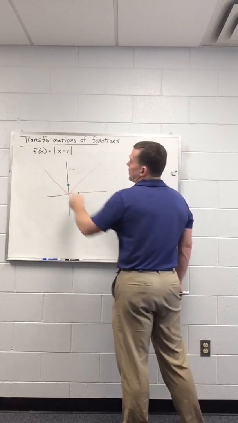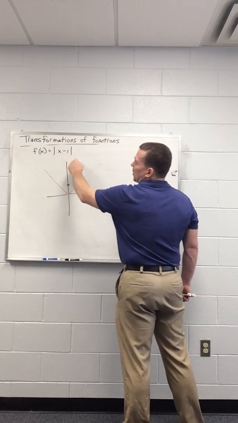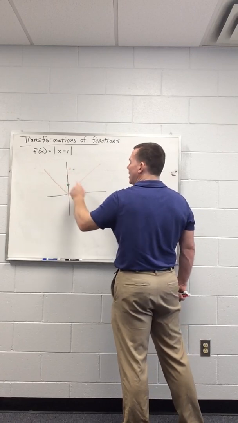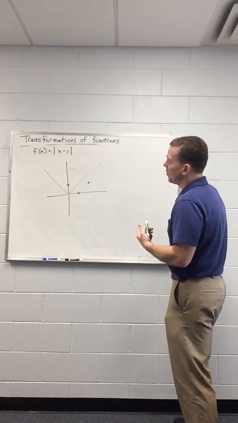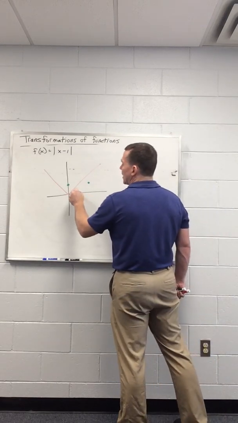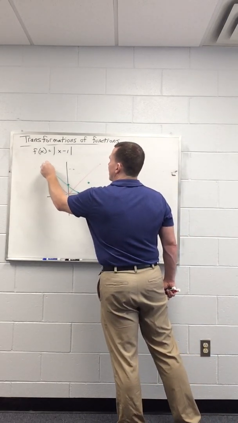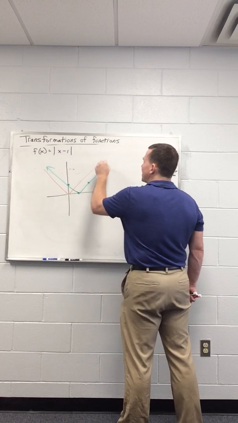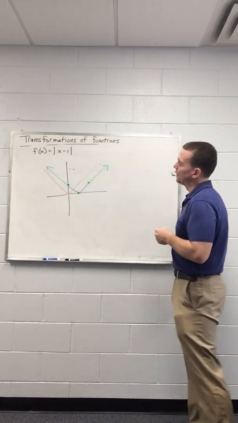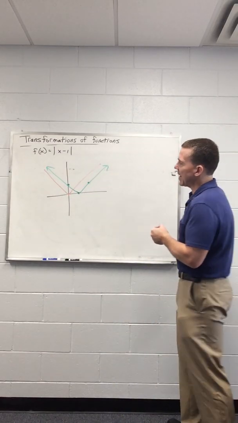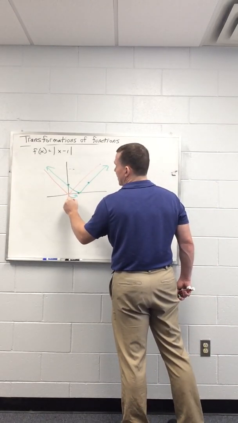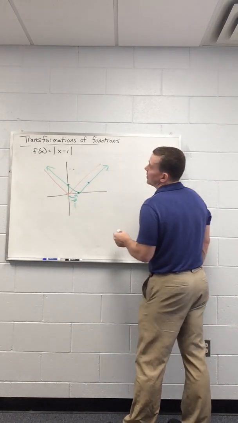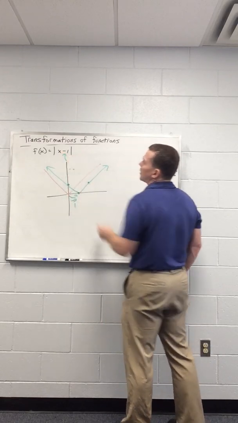If I plug in 2, 2 minus 1 is 1. The absolute value of 1 is 1. It looks like that. And now I can plot a few more points, but I know what the absolute value graph looks like. And clearly if I connect the dots, there will be my V right there. So what happened? My original graph was here. This graph moved 1 to the right. And I subtracted 1 on the inside.